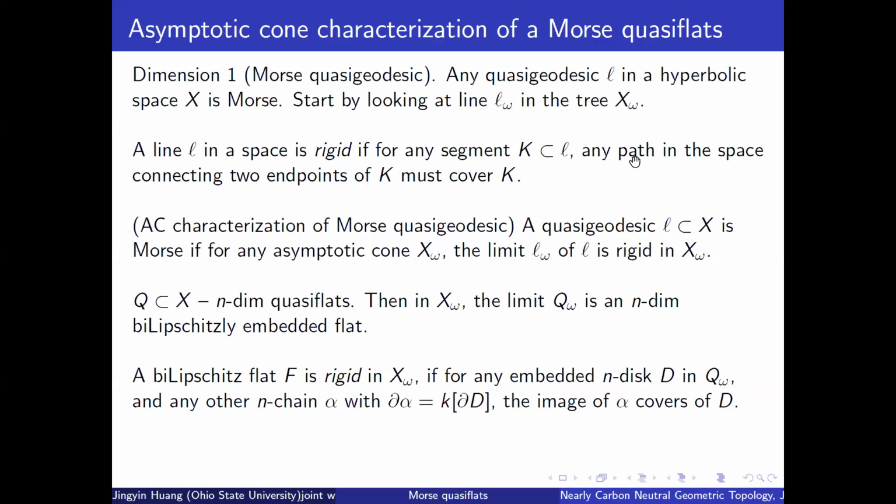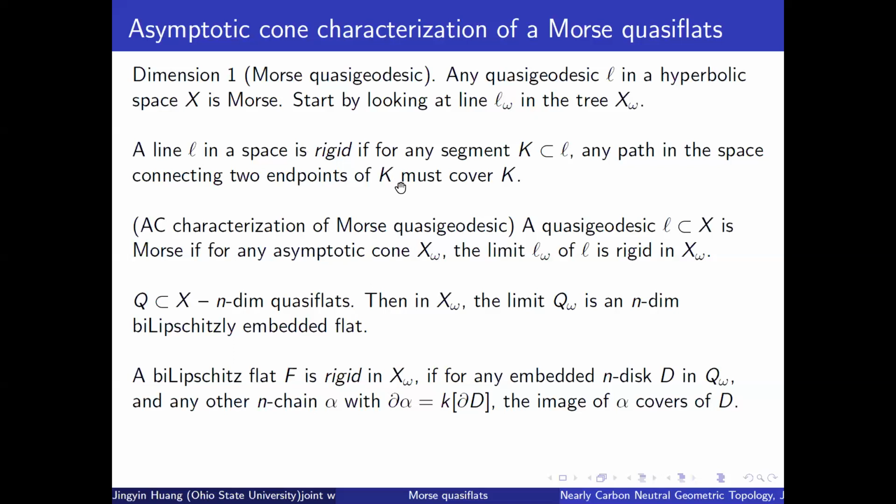And so now in the one-dimensional case, we consider a path connecting the two endpoints of the segment. In the high-dimensional case, we consider any chain whose boundary is the same as the boundary of the disk, but we want to write it in a homological language. We say the boundary of this chain alpha is basically equal to the homology class represented by the boundary of the disk times k. K is going to be some non-zero integer.